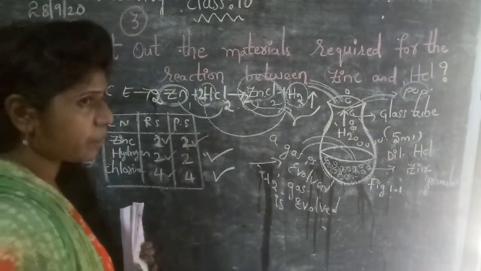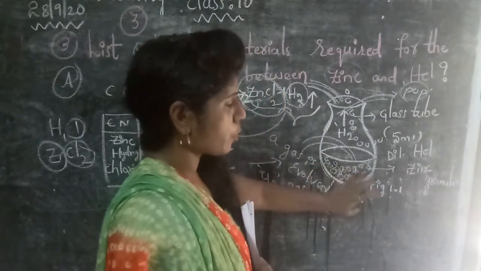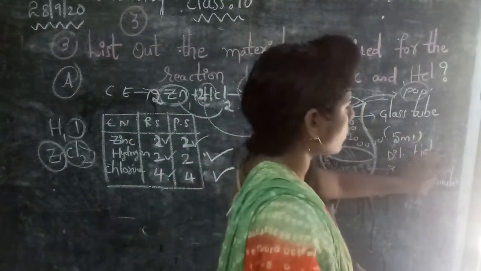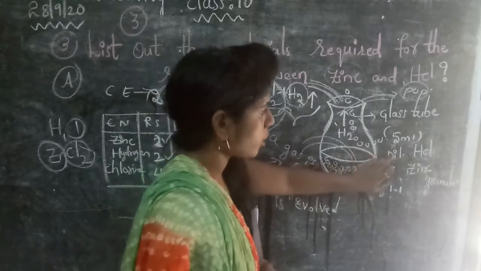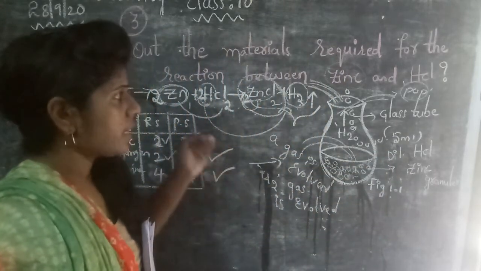Is it clear? Once again I am repeating. Let us consider a conical flask. Add a few pieces of zinc granules. Then after add 5 ml of dilute hydrochloric acid. Then observe the changes. As hydrochloric acid is reacted with the zinc granules, what are the changes we are going to notice? Let us check it.